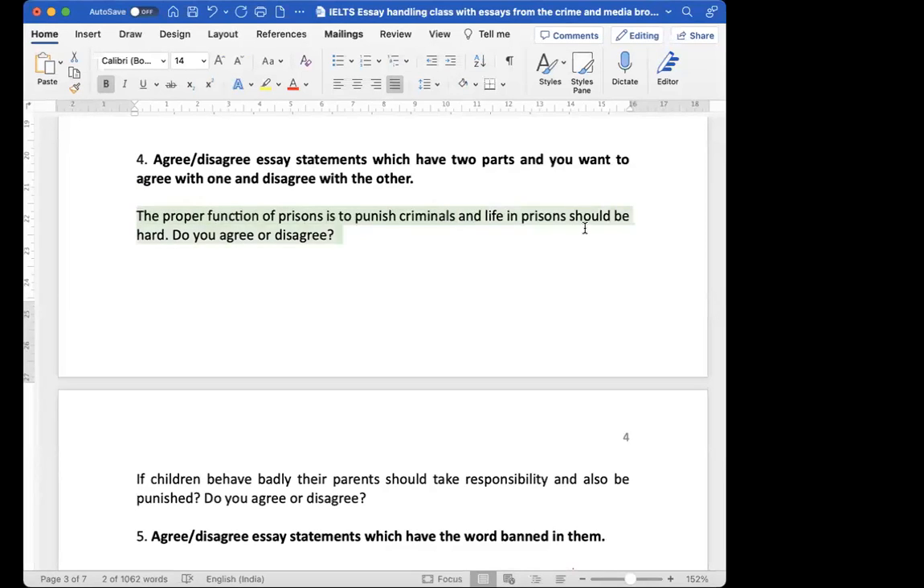There are two things. Now, what I wanted to do in this essay was, I wanted to say that life in prisons should be hard. I want to agree with this. Yes, it should be hard because it should not be a bed of roses inside the prison.